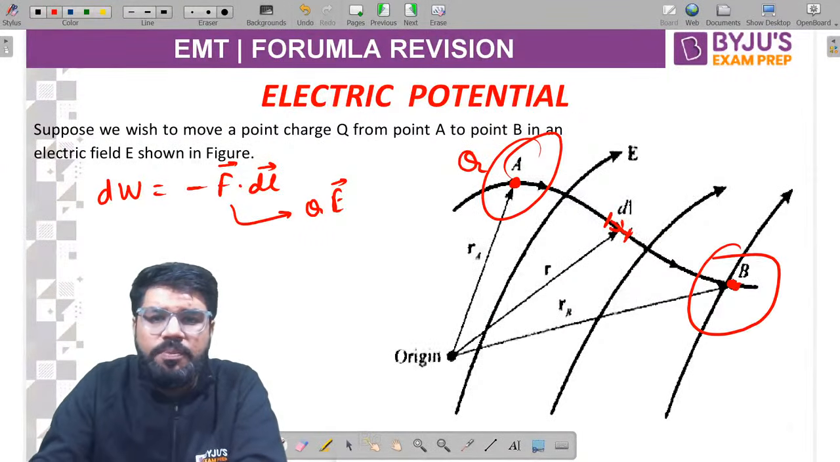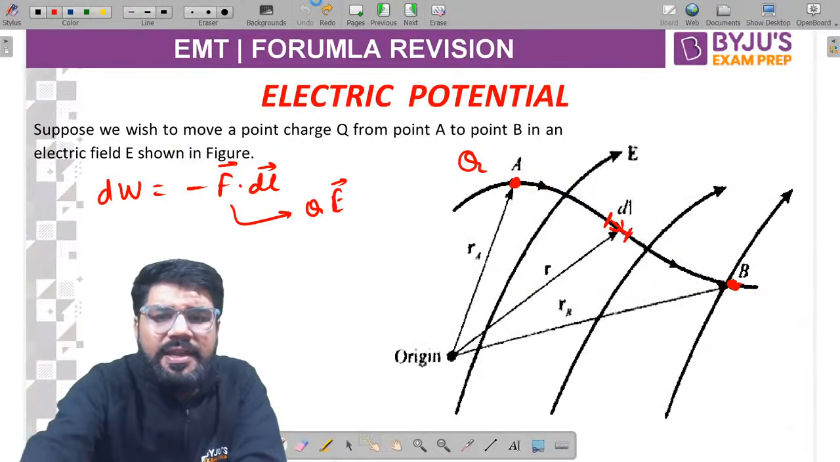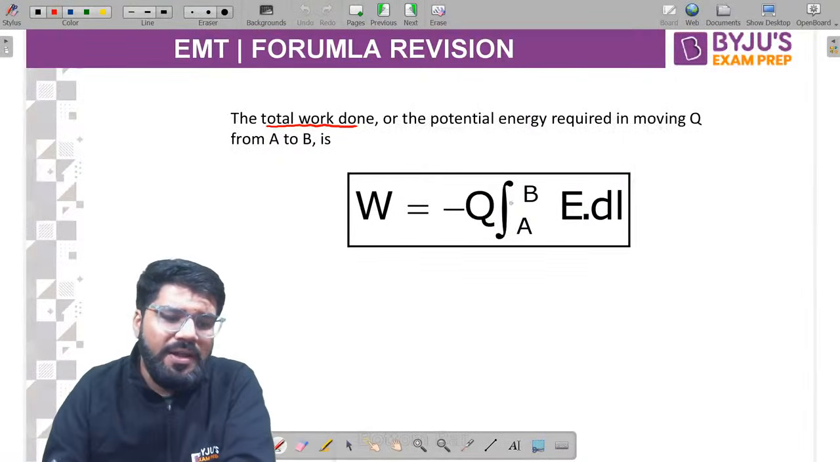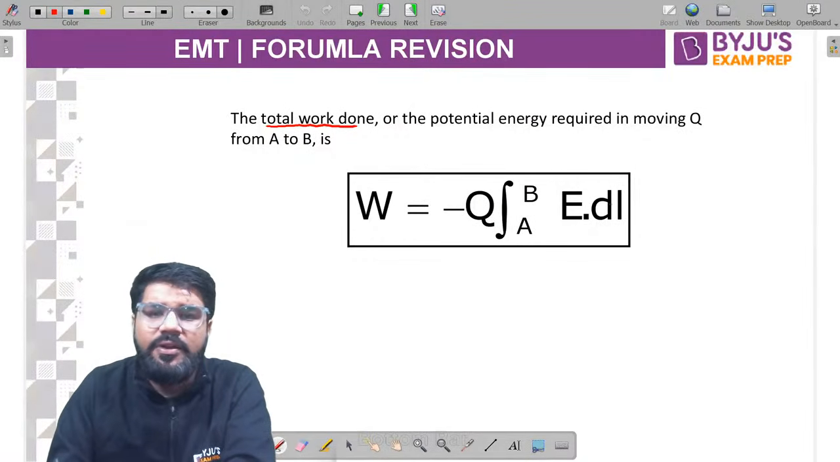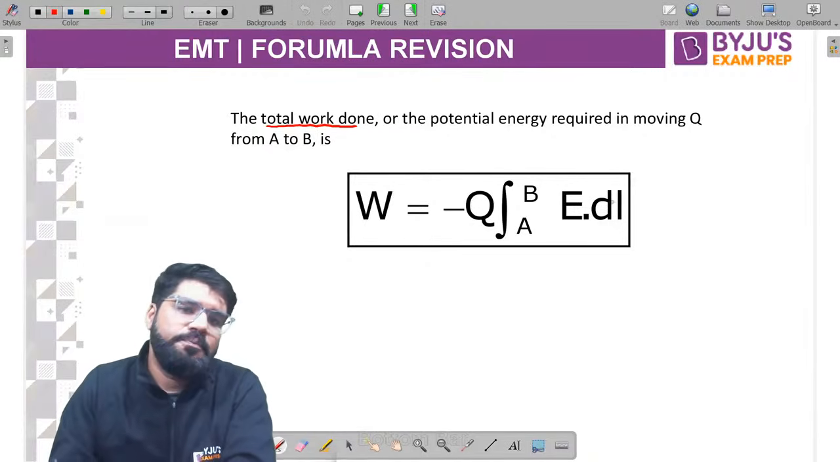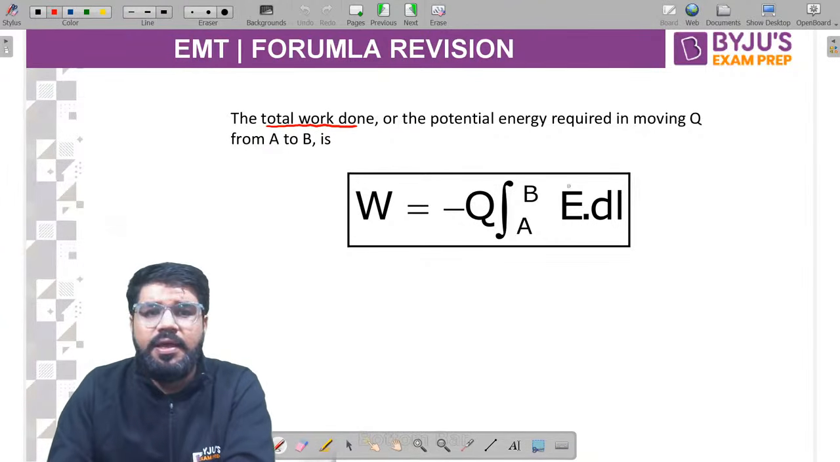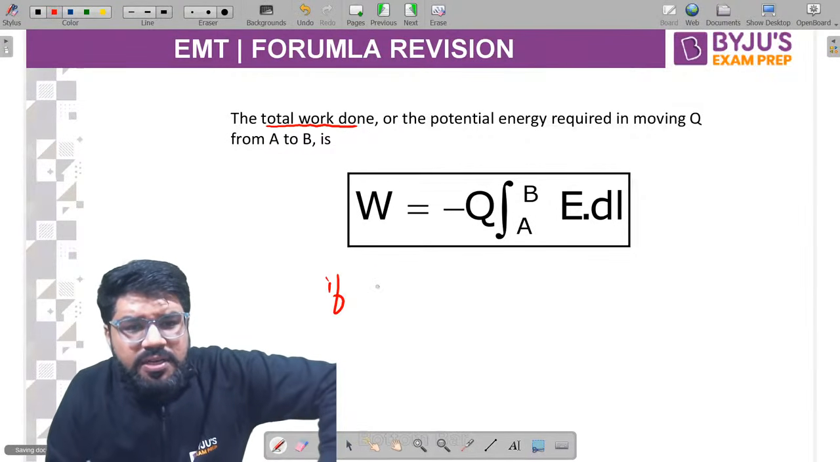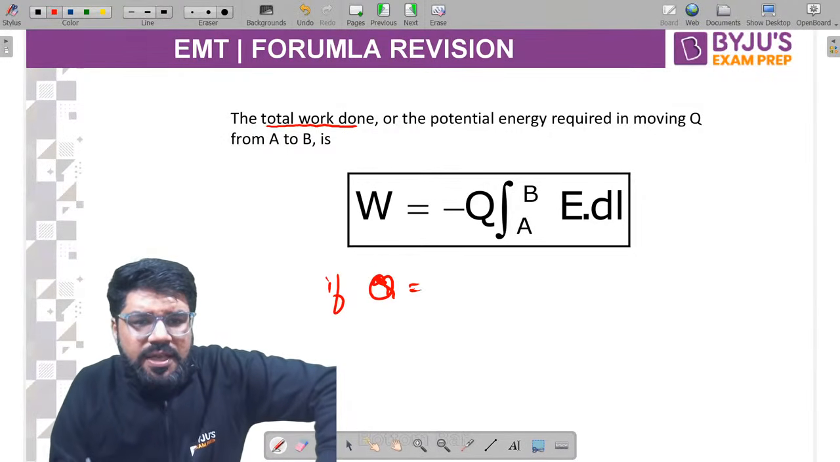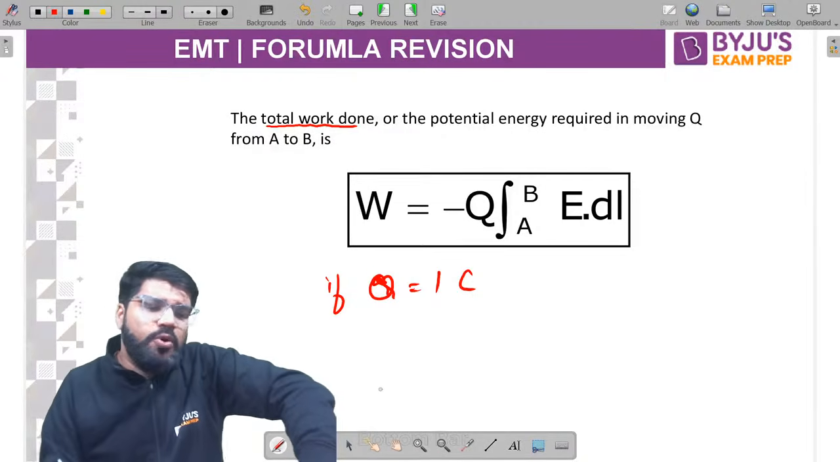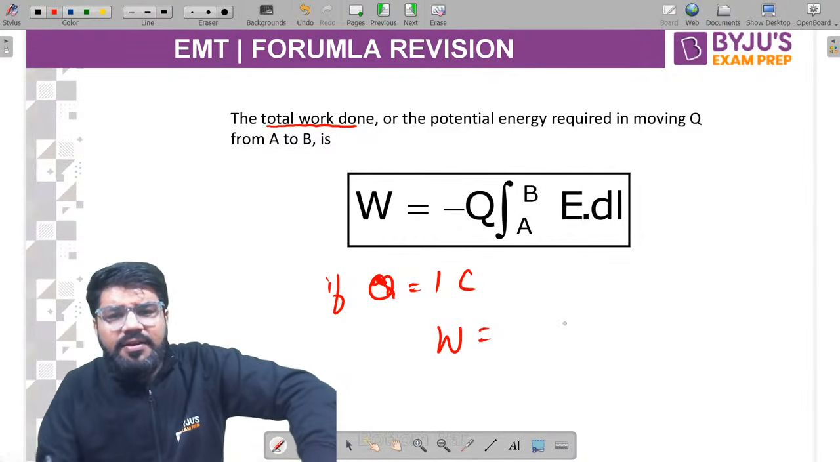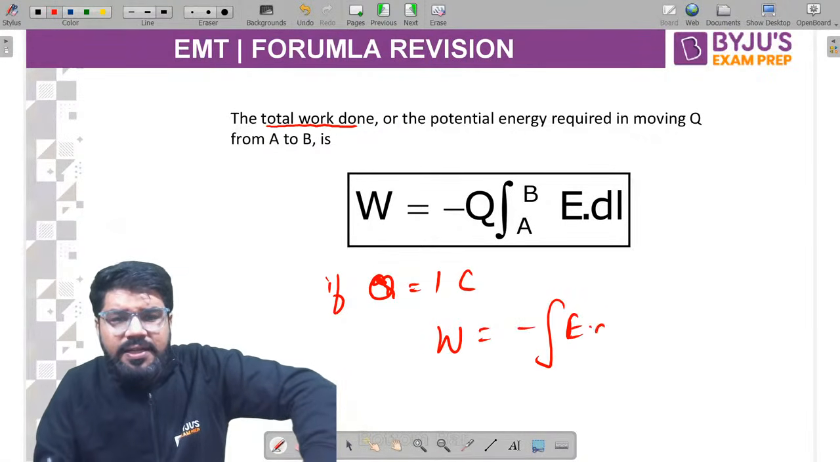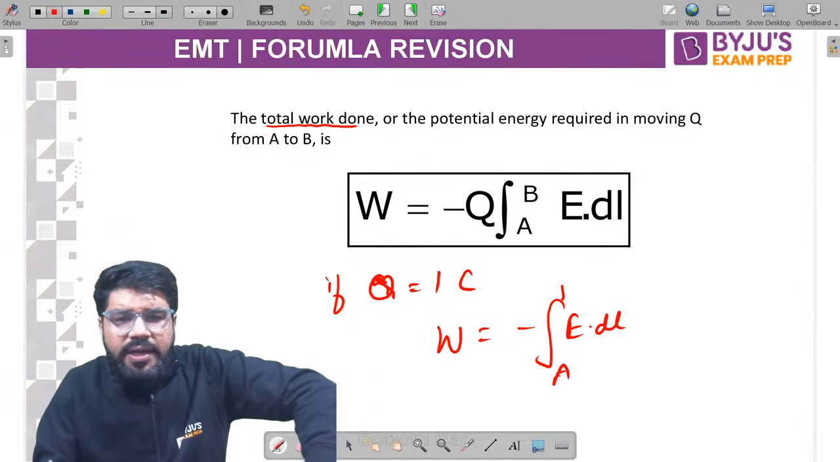From point A up to the point B, the integration from point A to the point B. So work done is given by minus Q integral A to B of E dot dl, in line integral form. If it was a unit charge, 1 Coulomb of charge, then the work done is minus integral E dot dl from point A to point B.